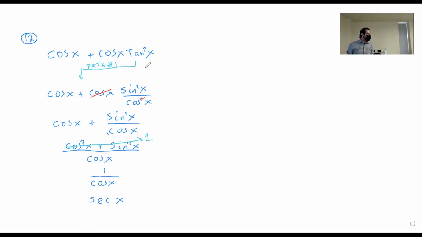Now, this is one path. This is one way of doing it. It's correct. Let's look at maybe another way of doing it. Anybody have another idea of something we could do? Do we have something we could factor there? We've got a cosine here and a cosine here. What happens if I factor the cosine?